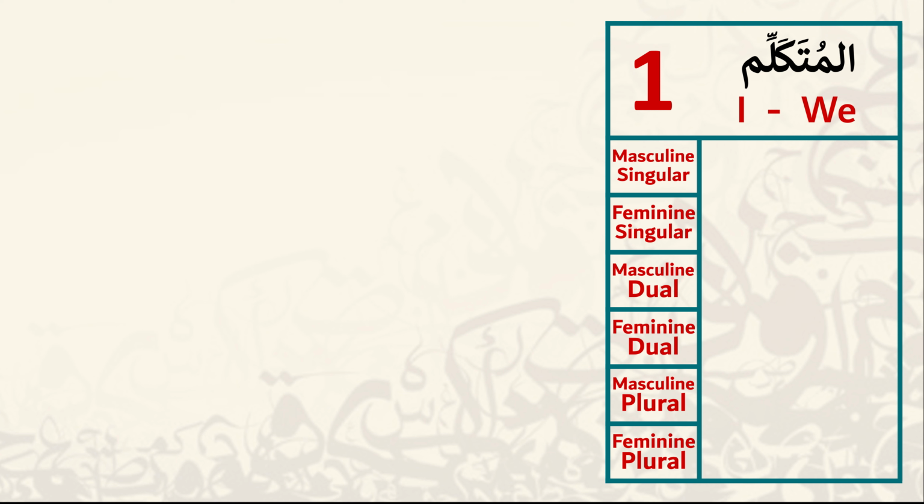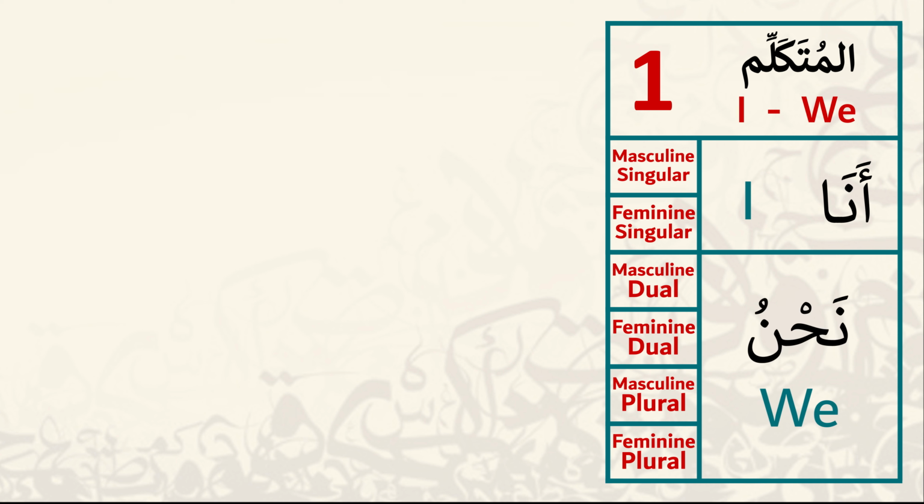Lucky for us, first person pronouns in Arabic are also 2. أنا, which means I, for both singulars, and نحن means we, for both dual and plural, regardless of the gender. Simple as that. So, if you are a male or a female and want to talk about yourself, you use the pronoun أنا, I.